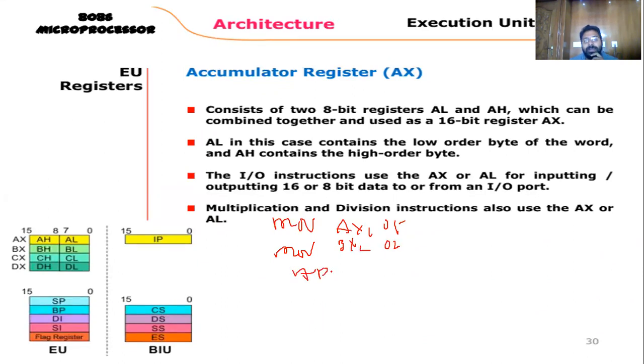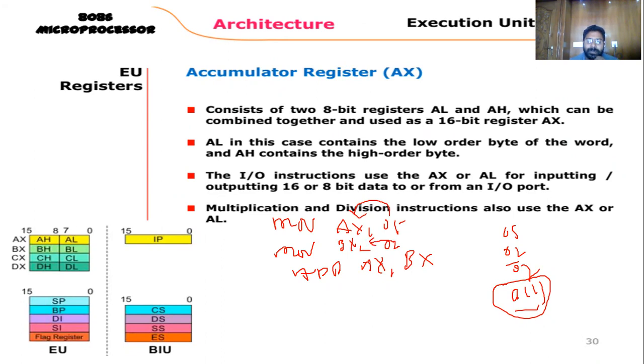Okay, add AX comma BX. What is the result of this one? 5 plus 2 is 7. It's nothing but 0111. So by execution of the first instruction, AX has the data 5. By execution of the second instruction, BX has the data 2. Then by execution of add AX comma BX, the result in AX is 7, whatever BX is 2.